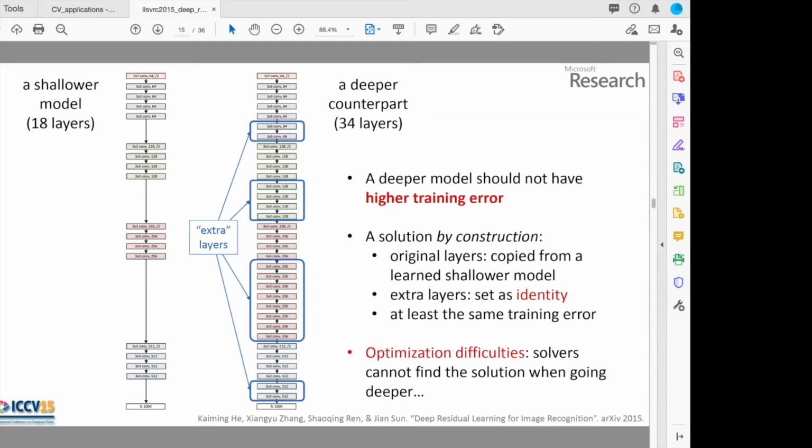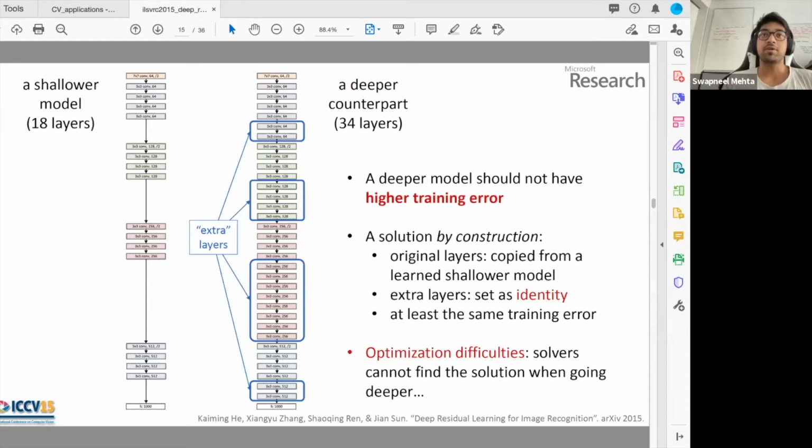Could you explain what you mean by identity mapping? Gotcha. Identity mapping is just a transform that maps X to X, right? So here you compare this arrow. This arrow just indicates that there is no change to this 3x3 convolution before going into this red 3x3 convolution, right?